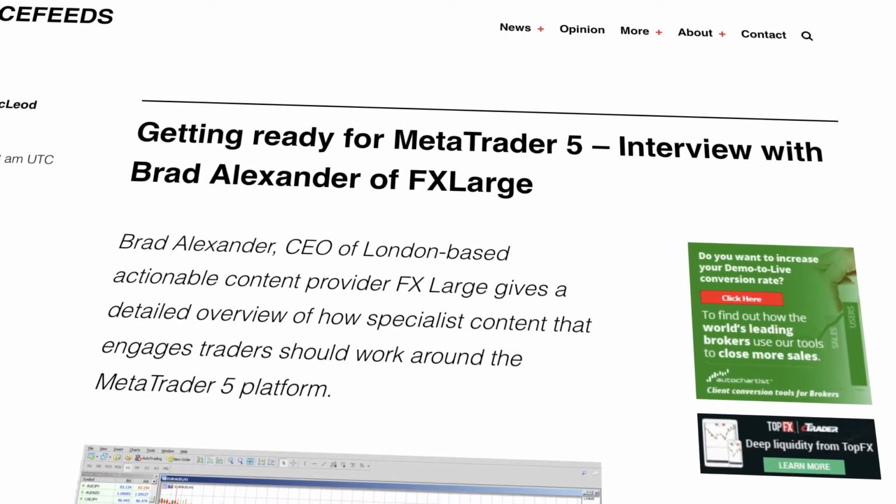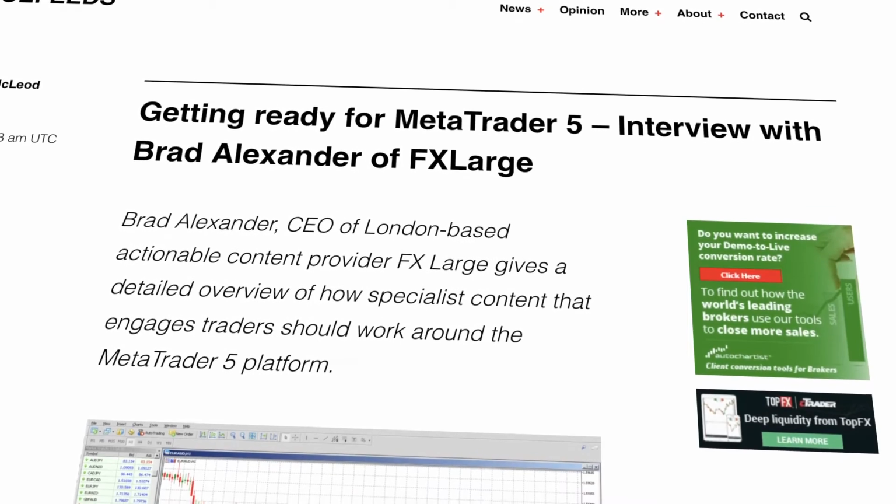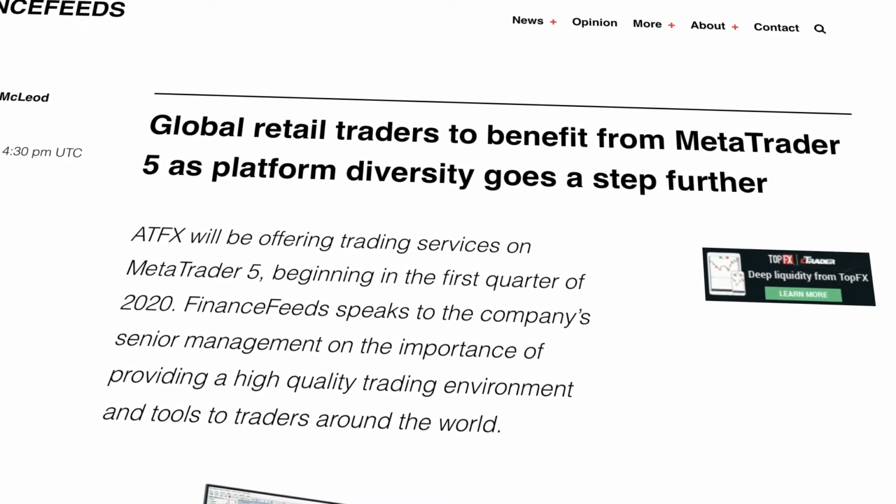Plus, there is a significant number of brokers promoting it. This has raised some questions in regard to MetaTrader 4 continuity. Now, let's jump to see the differences.